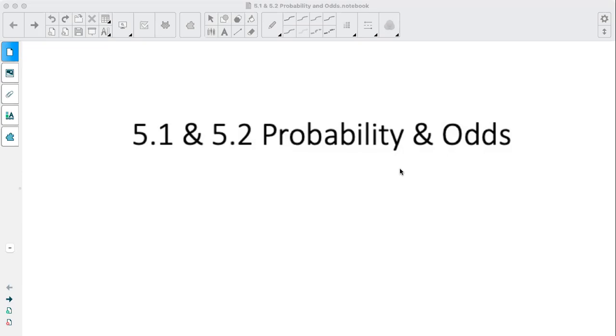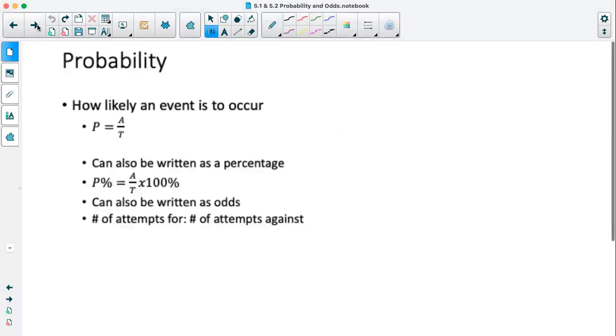Hi, today we are looking at sections 5.1 and 5.2, which deal with probability and odds. So probability is how likely an event is to occur. We have this as a formula where P is our probability, A is our amount of times the event occurs, and T is our total amount of attempts.